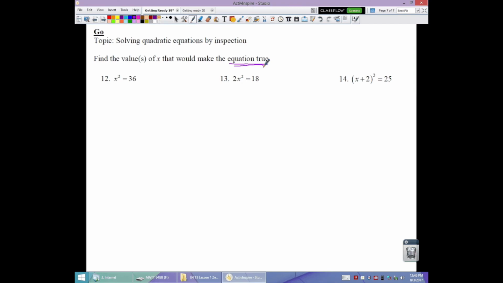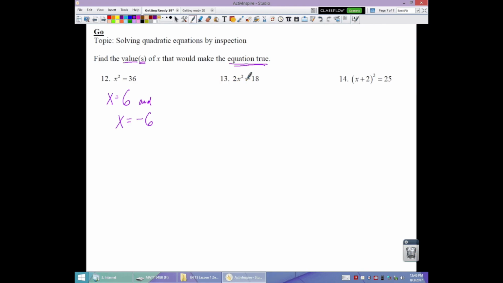If we're asking ourselves here, what makes x squared equal 36? The obvious answer would be if you plugged a 6 in there. 6 squared is 36. But remember, you can also square negatives and get positive numbers. We would also have to include x is equal to negative 6. Because see, this says find the value or values. Actually, there are two values for each one of these.